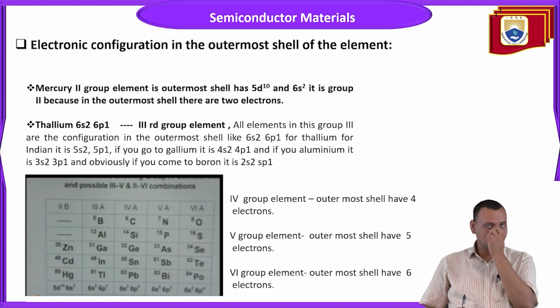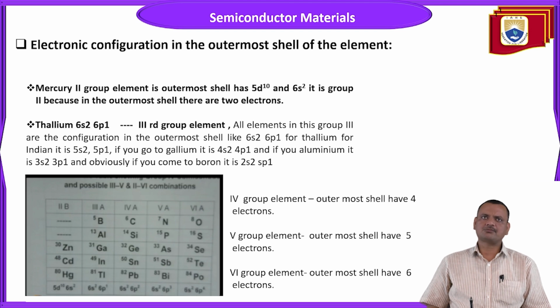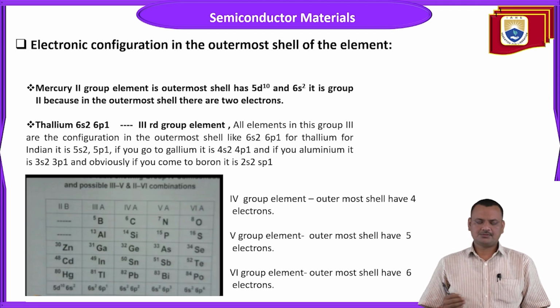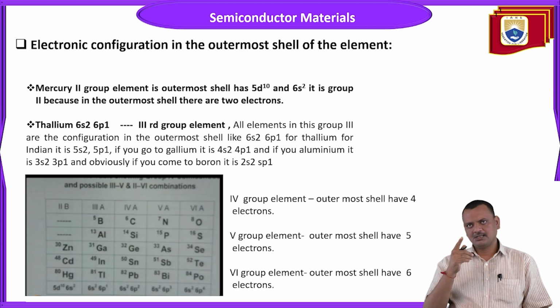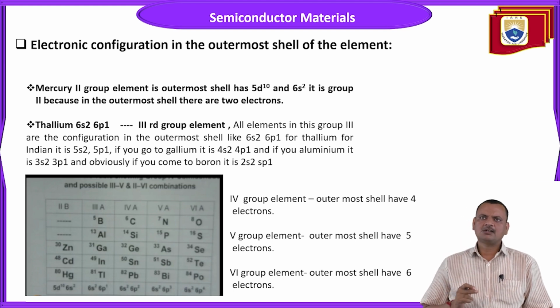I just told you electronic configuration is very important. The electronic configuration of the outermost shell of any element is important to govern the semiconducting material. In the second group, an element like mercury has outermost shell 5d10, so the d is complete, and 6s2. So this 6s2 is present in the outermost shell of mercury, so the outermost shell of mercury contains 2 electrons.